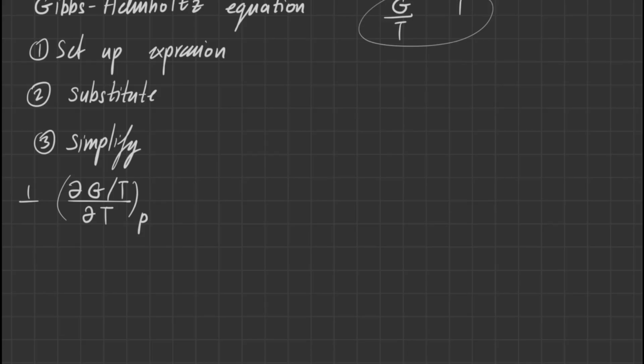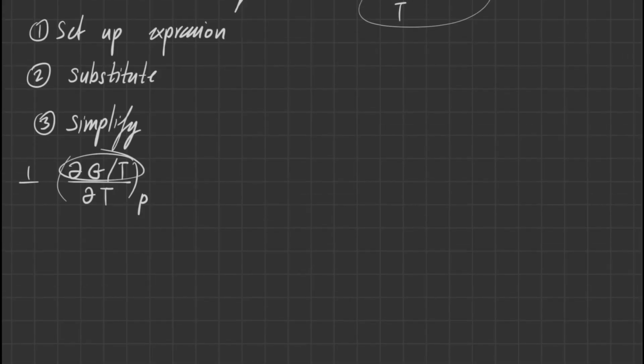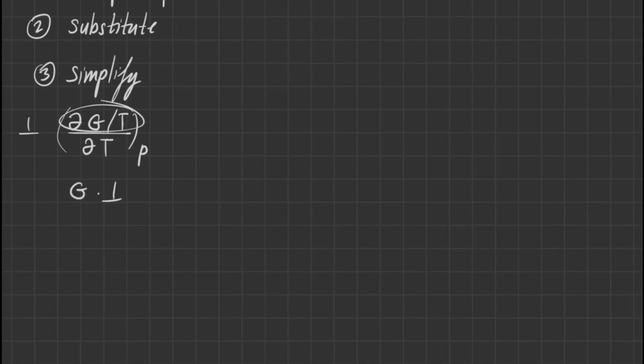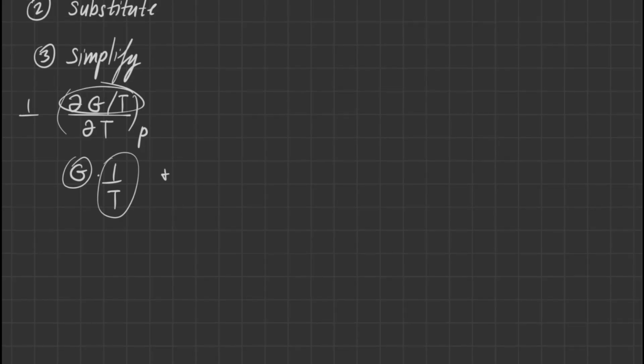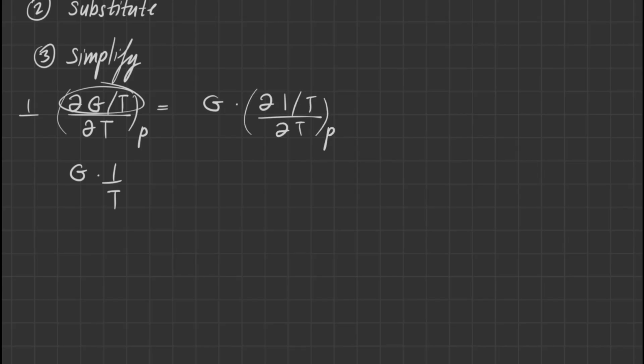at constant pressure. At this point, we want to use the product rule right here, with the two functions being G and 1 over T. So you keep one constant and differentiate the other, and then you add it with the differentiation of the other, with the first term held constant. Essentially, that will give you G multiplied by the partial derivative of 1 over T with respect to T at constant pressure, plus 1 over T times the partial derivative of G with respect to T at constant pressure.